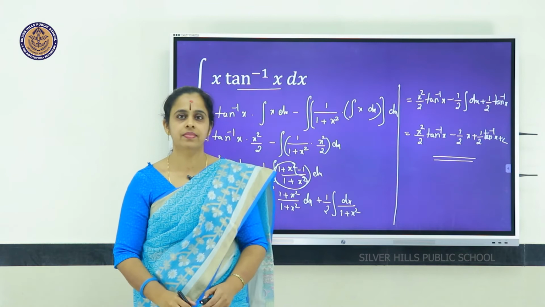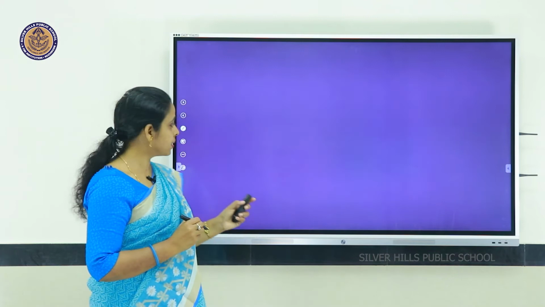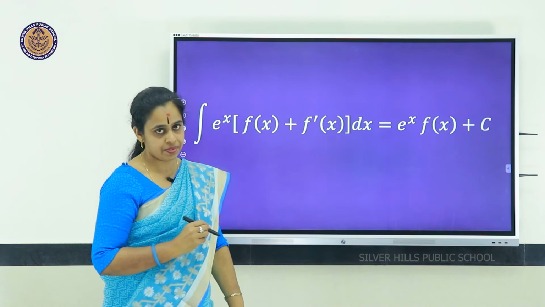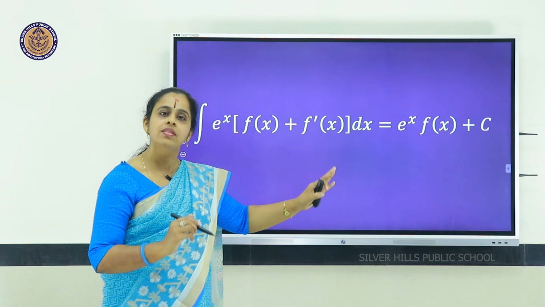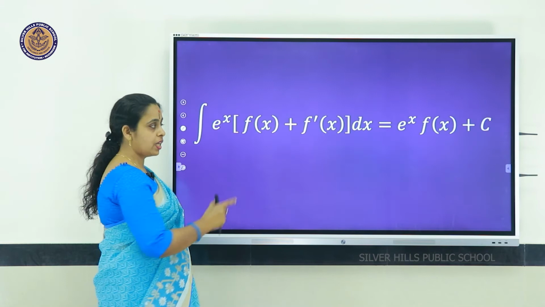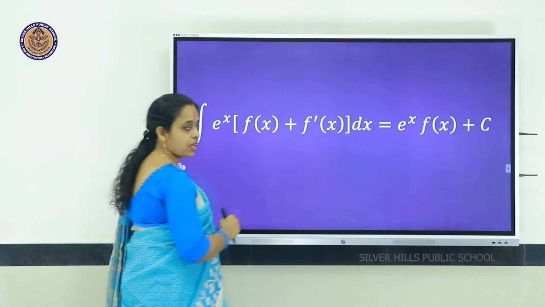Now let us see a particular type of integrand like this. You can see integral e raised to x into f of x plus f dash x, its derivative, dx. Then e raised to x into f x plus c is the answer. Using this result, we are going to do some problems. When e raised to x is outside, the function and its derivative is present inside, the answer will be e raised to x into f of x plus c.